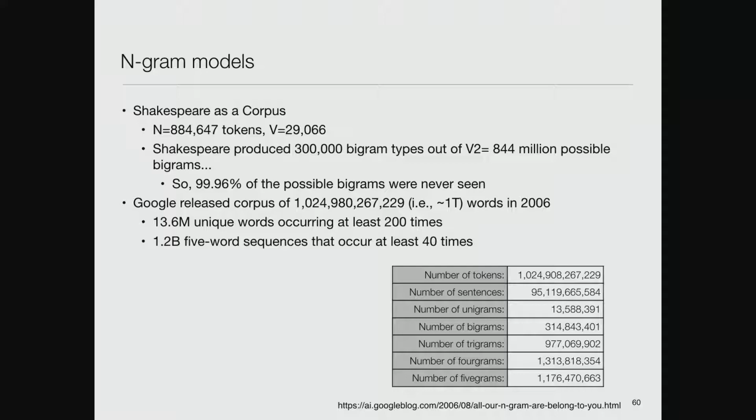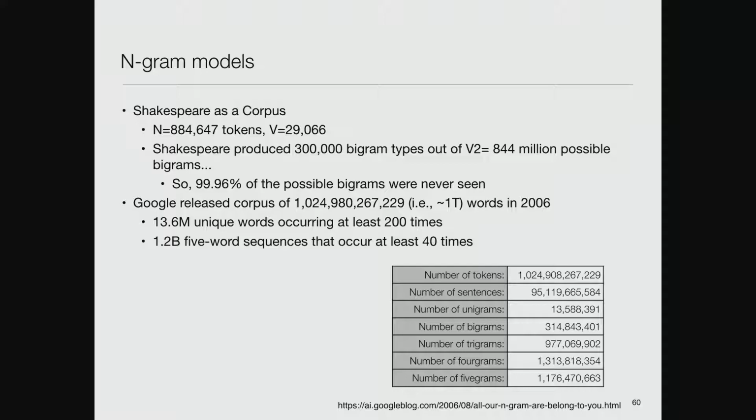But anyway, they created this corpus and they said, so Shakespeare had a vocabulary of about 30,000 words and about 300,000 bigrams out of 844 million possible bigrams, so 99.96% of bigrams were never seen, right? So there's a certain regularity to his production of language.